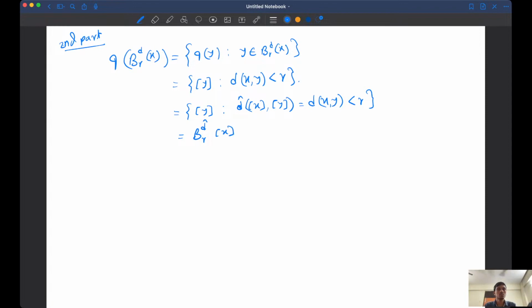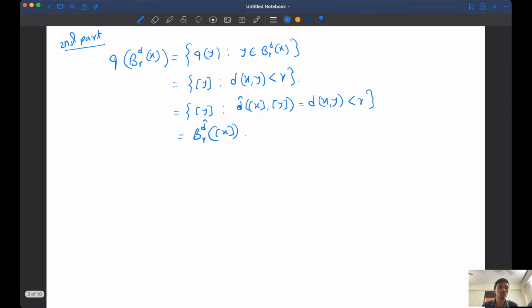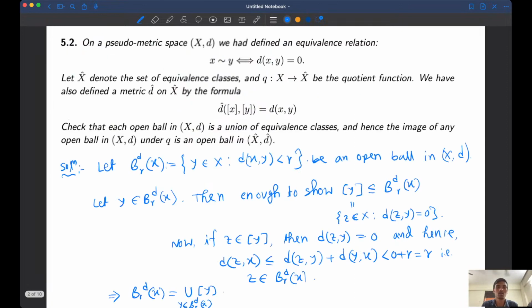So this is exactly the claim, that the image of any open ball under Q is an open ball. Q takes an open ball of a given radius to an open ball of the same radius, from one topology to the other. Okay, clear, right?